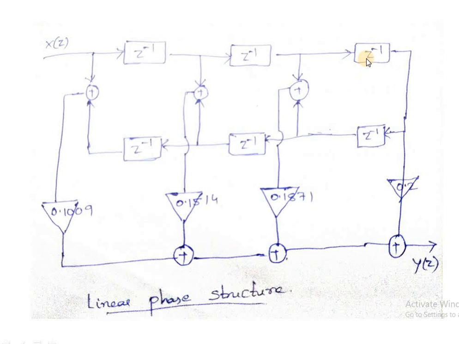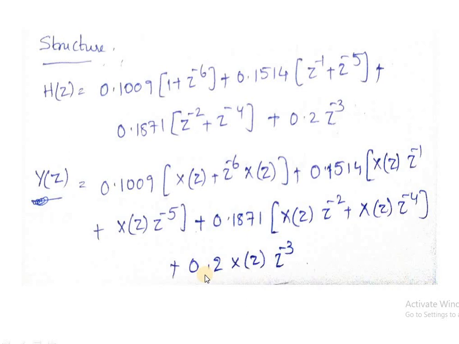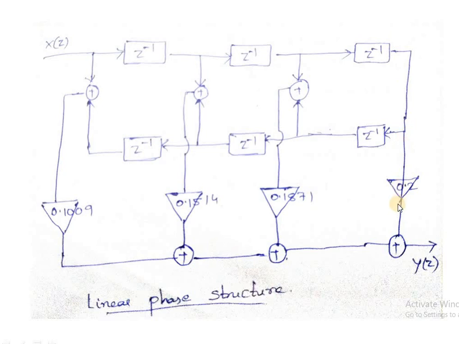And similarly, x of z into z power minus 2 plus x of z into z power minus 4, which I have added and then multiplied with the scalar 0.18771, which is a coefficient in this case. And once we add all these expressions, we are also left with one more quantity, 0.2 into x of z into z power minus 3, which is directly taken from here, multiplying with the scalar 0.2. Adding all these expressions results in y of z.